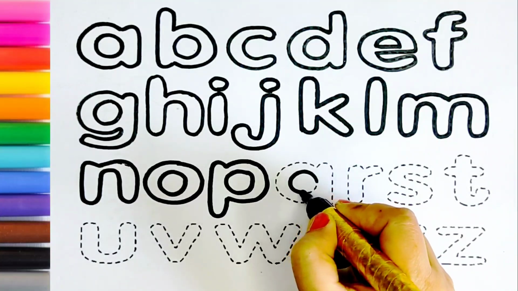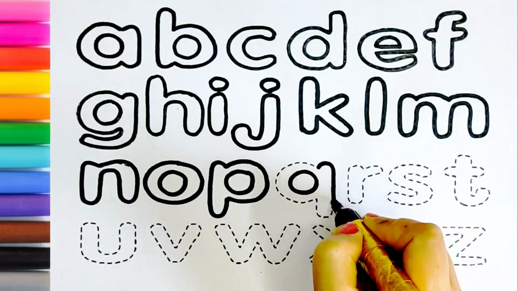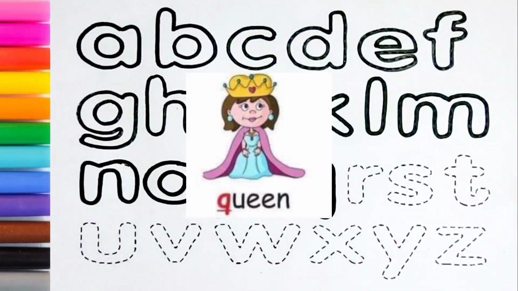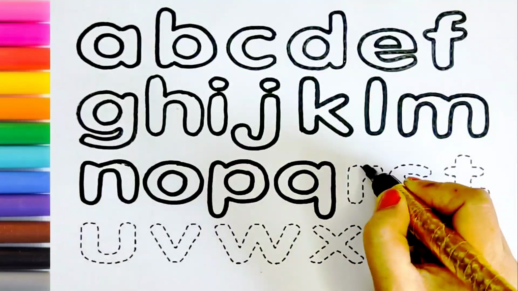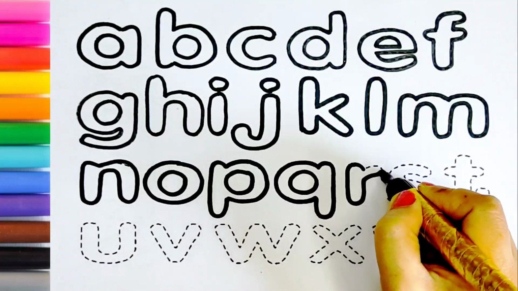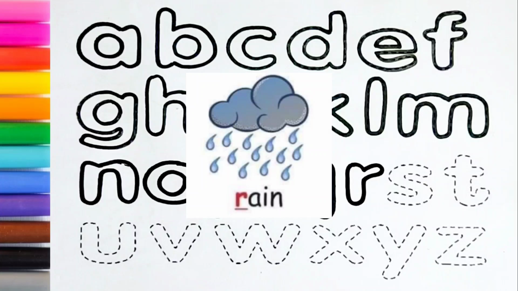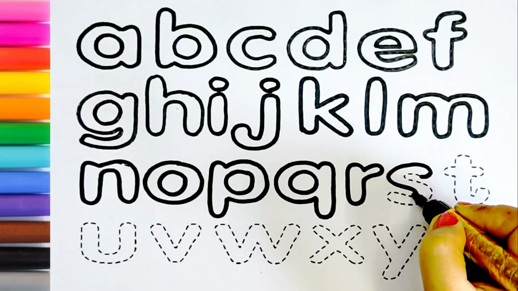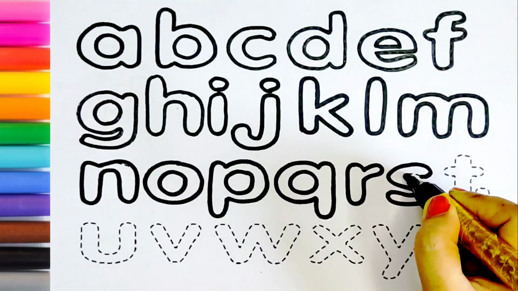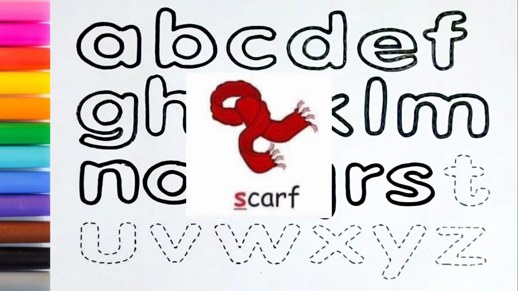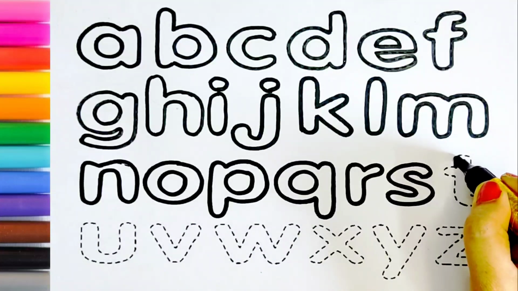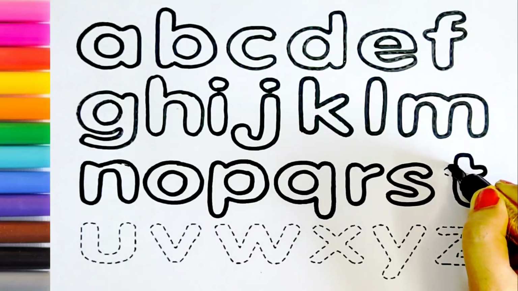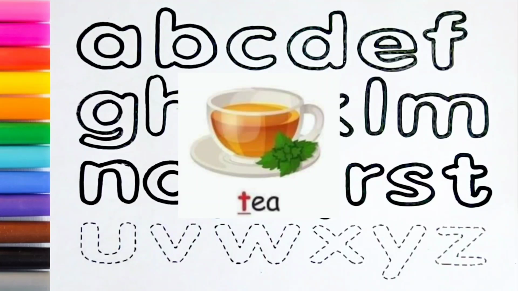Q for queen. R for rose. R for rain. S for sunflower. S for scrub. T for tiger. T for tea.